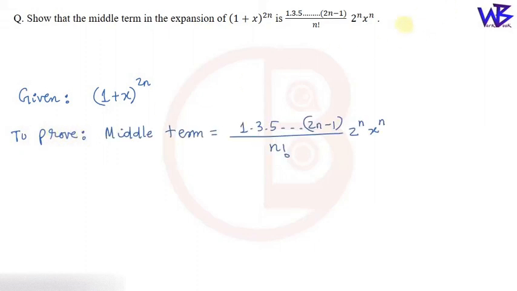that the middle term equals [1 × 3 × 5 × ... × (2n − 1)] / n! multiplied by 2^n into x^n. Let's see how the proof goes.